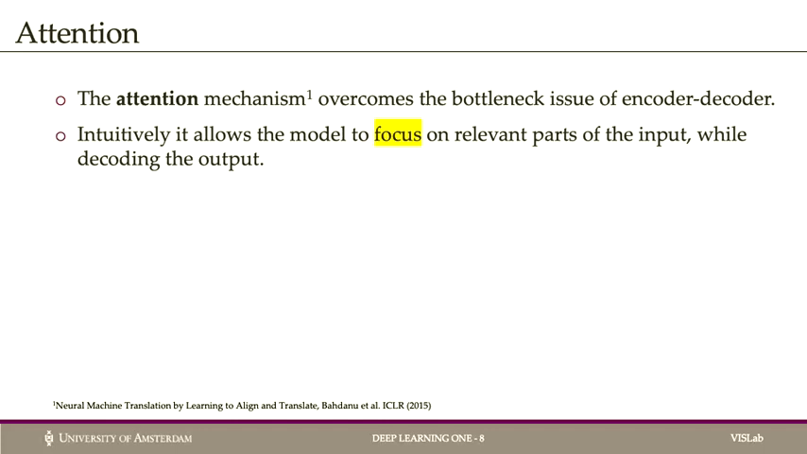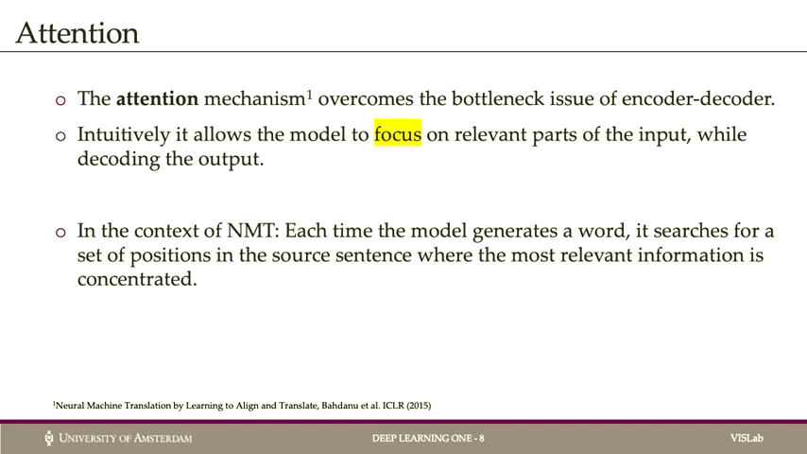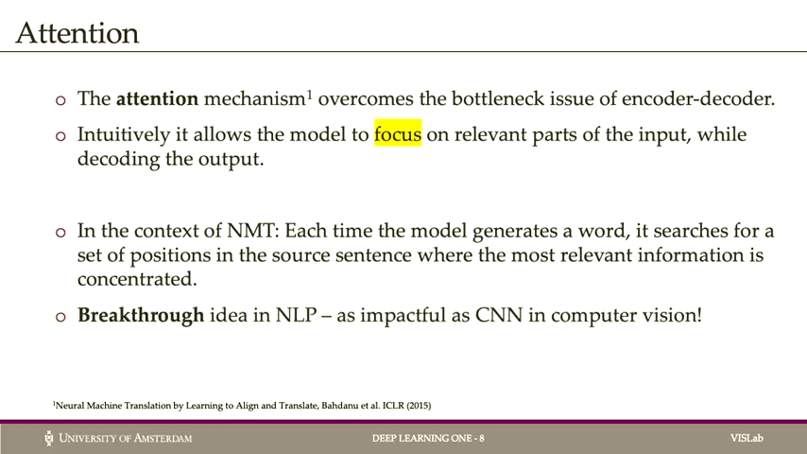So not to compress information into just one fixed vector, but to adaptively focus on relevant parts of the input. In the context of machine translation, this means that each time the model generates a translation of a word, it searches in the source sentence for a position where the most relevant information is concentrated for translating a given word. Attention is a really breakthrough idea in NLP, and some say that it is as impactful as convolutional neural networks were in computer vision, so that's a big thing. It was introduced in this paper, Neural Machine Translation by Learning to Align and Translate, which I highly recommend that you take a look at. It's really nicely written.